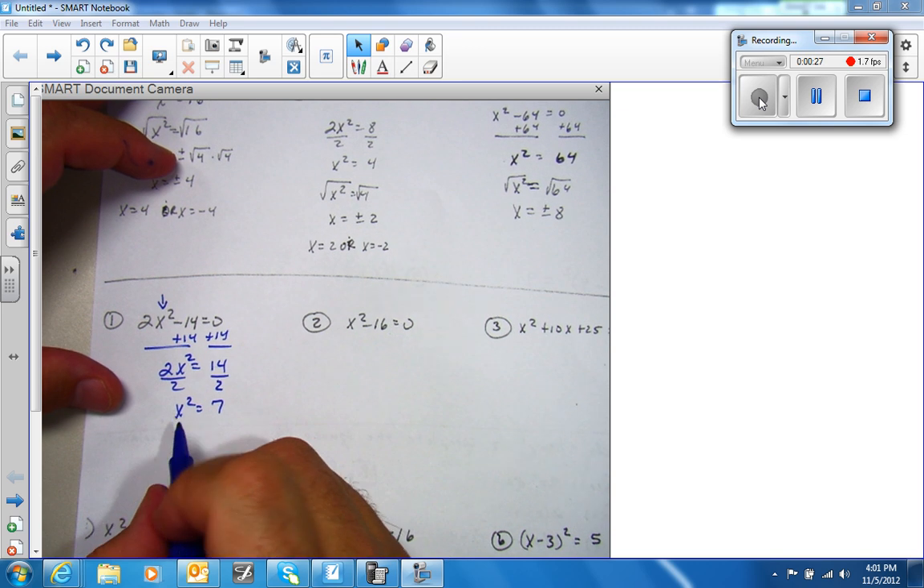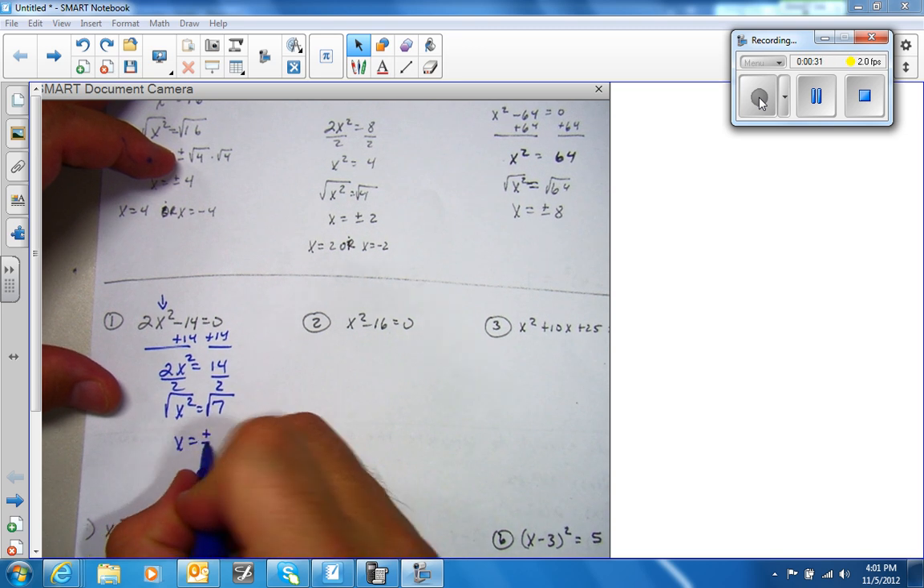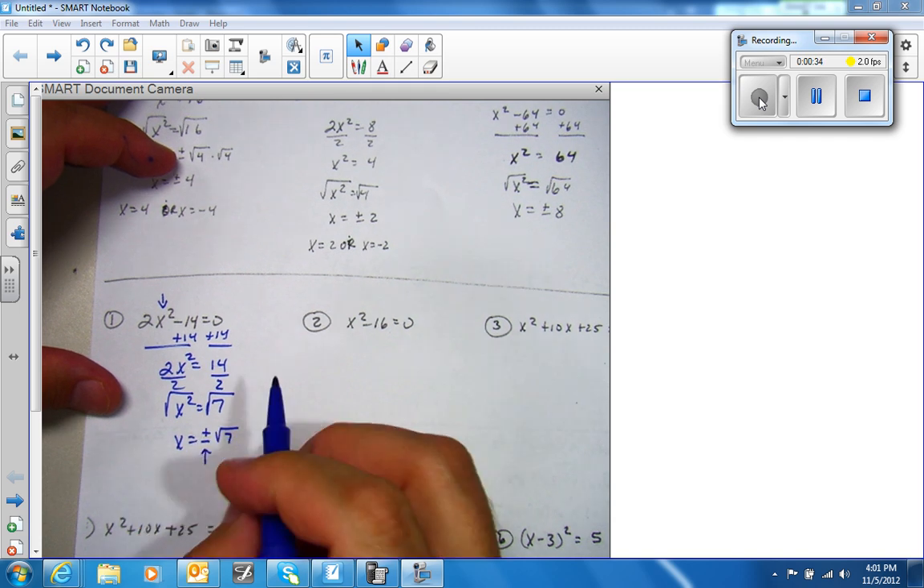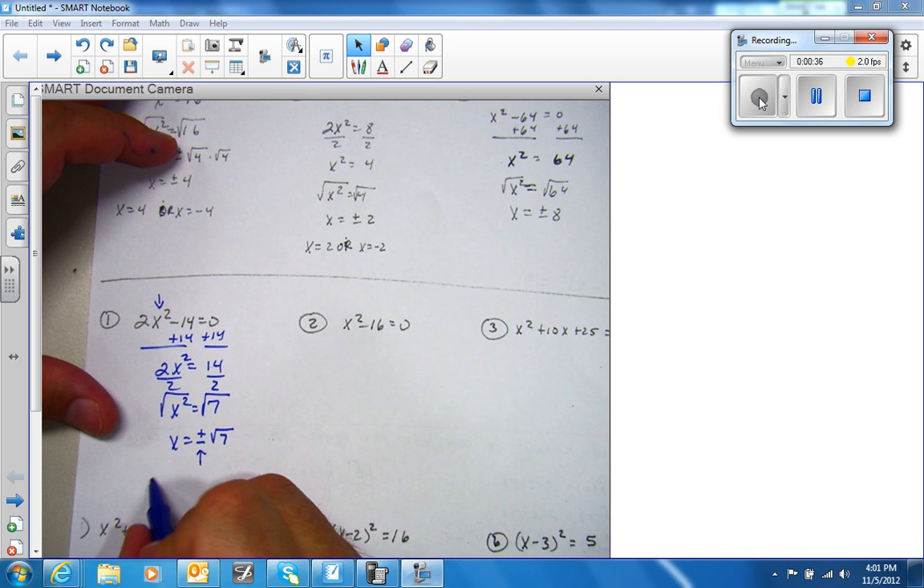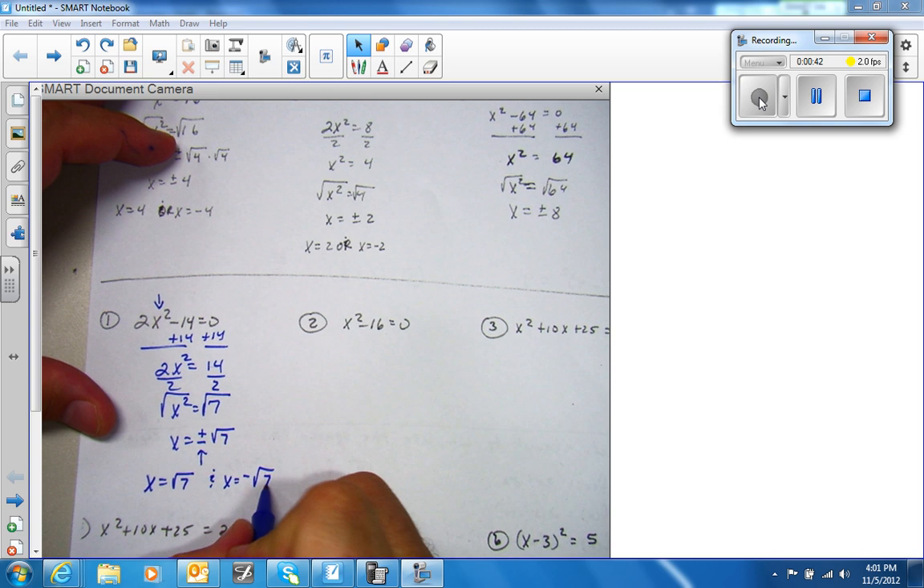Once you have isolated the x squared, you're going to take the square root of both sides. You can get x equals plus or minus. Don't ever forget your plus or minus the square root of 7. So what that means is you have two answers. X is equal to the square root of 7, and x is equal to negative square root of 7.